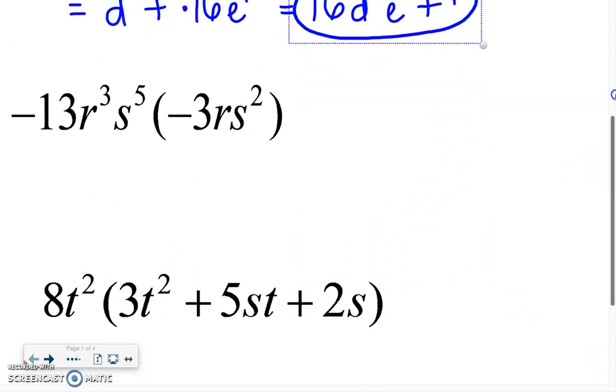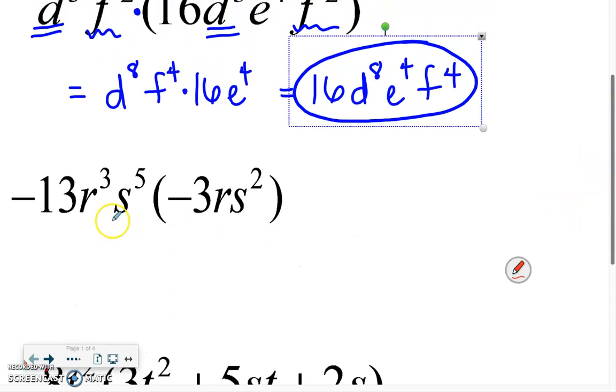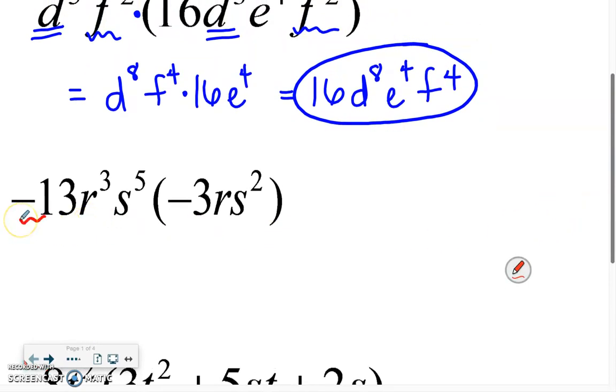Okay, so next example, we have multiplication again, and I know that because there's no plus or minus signs, just negatives. And I'm multiplying this thing on the outside times this thing on the inside. So the first thing I see is I'm going to do negative 13 times negative 3. Those are just regular numbers, so you just multiply them like normal. 2 negatives make a positive, and then 13 times 3 would be 39.